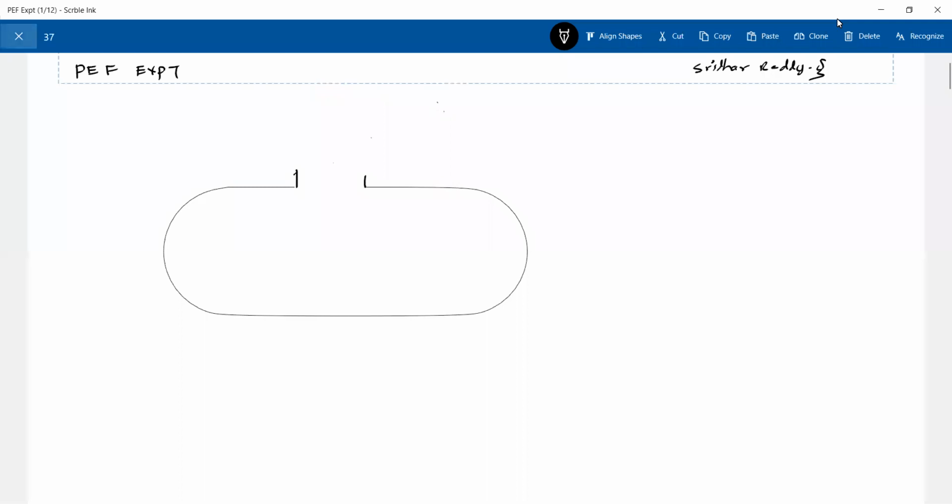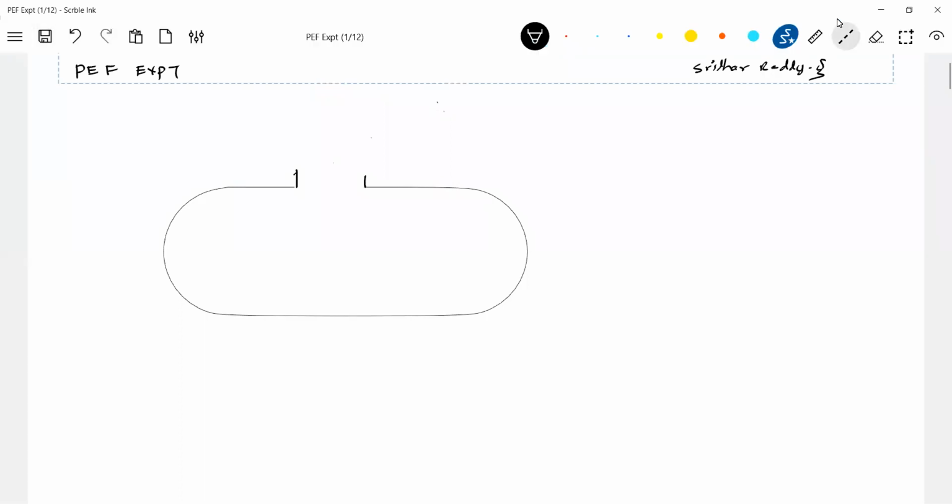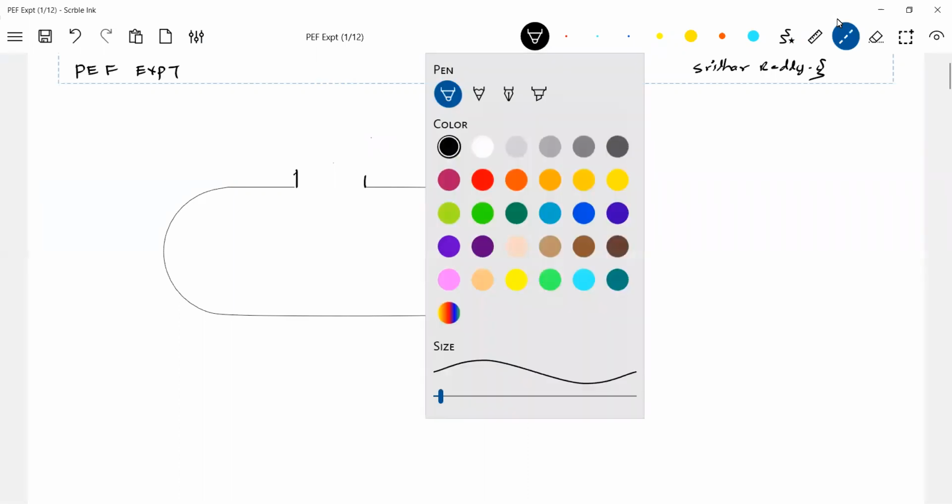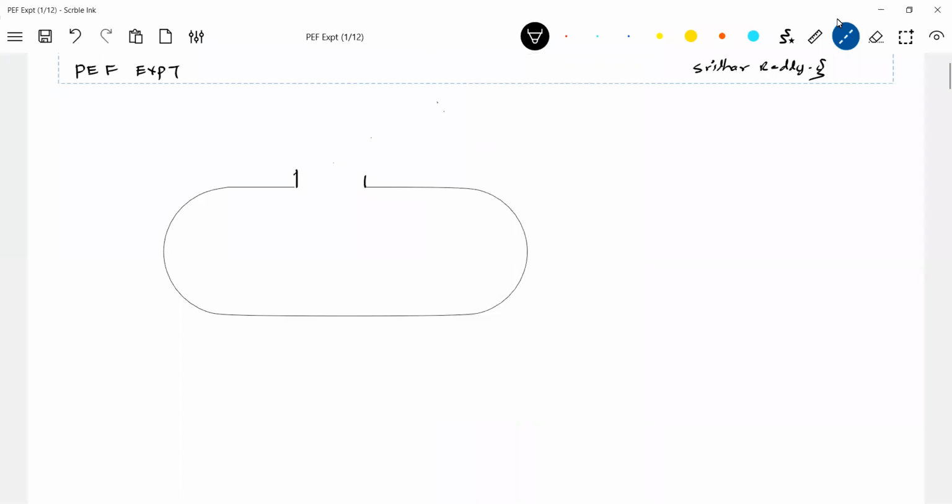This photo cell is a glass tube. It's a glass tube. So first let me draw the emitter. There's an emitter, there's a cathode.